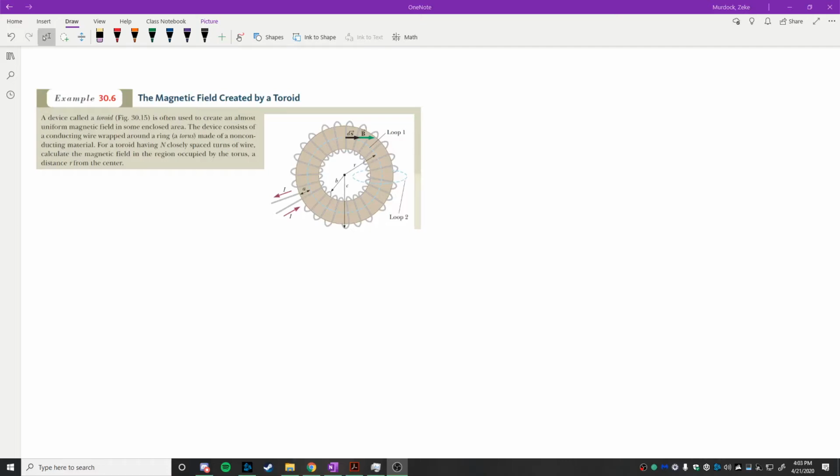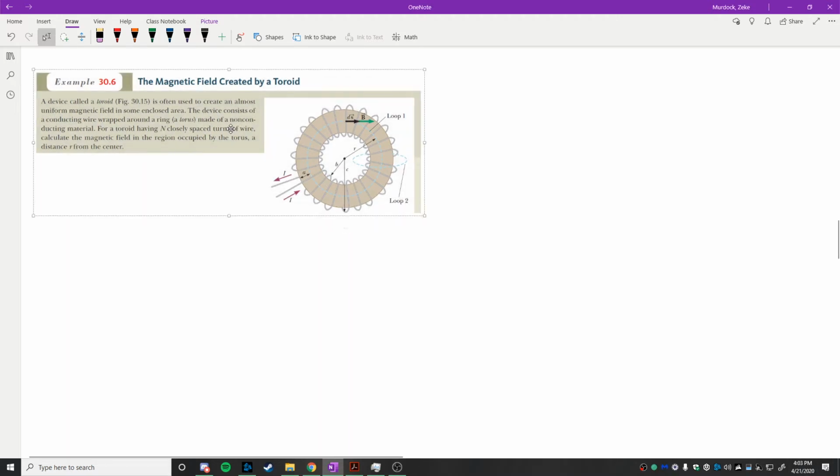Okay, so this is a second application of Ampere's law. It's the third hour of Physics 1C for April 21st. So we're now talking about the magnetic field created by a toroid. This is a picture of a toroid.